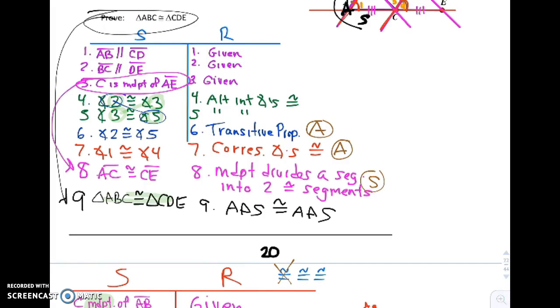So the last line of the proof is to copy over the prove line from up here, and we decided on the picture above that it was angle, angle, side. So a 9-step proof involving something new called the transitive property. So we'll talk about that more later, but that was the most intense proof we've had so far.